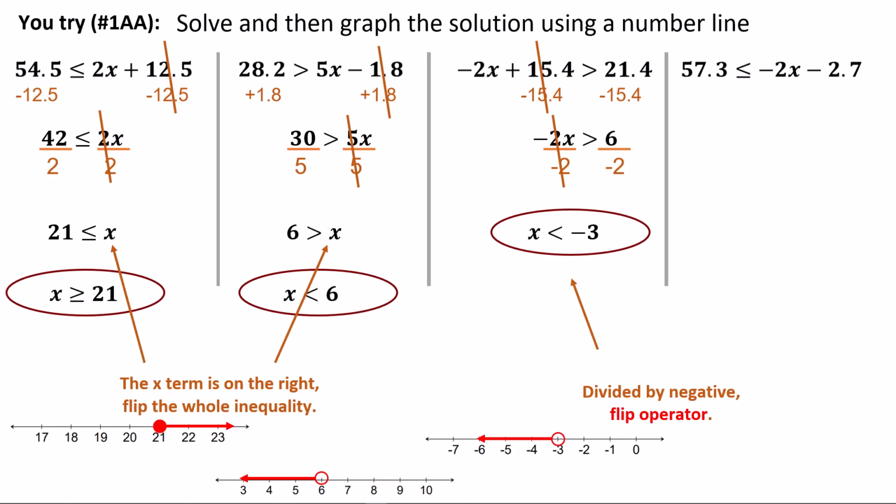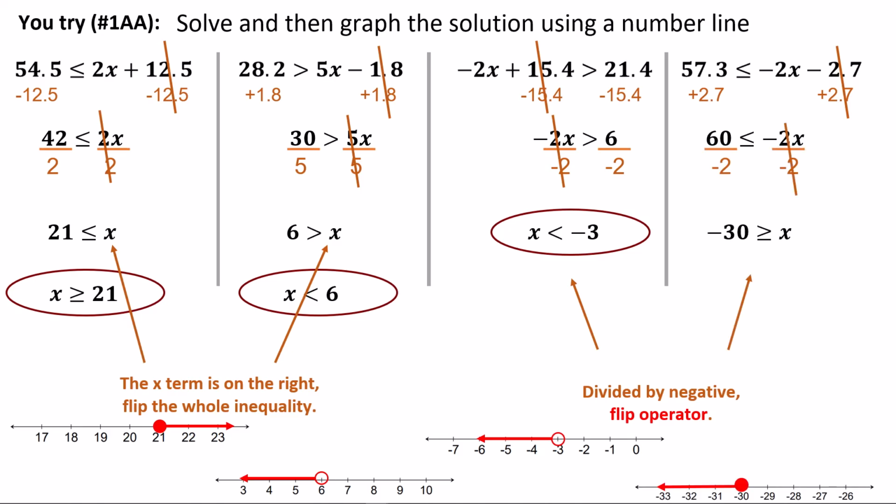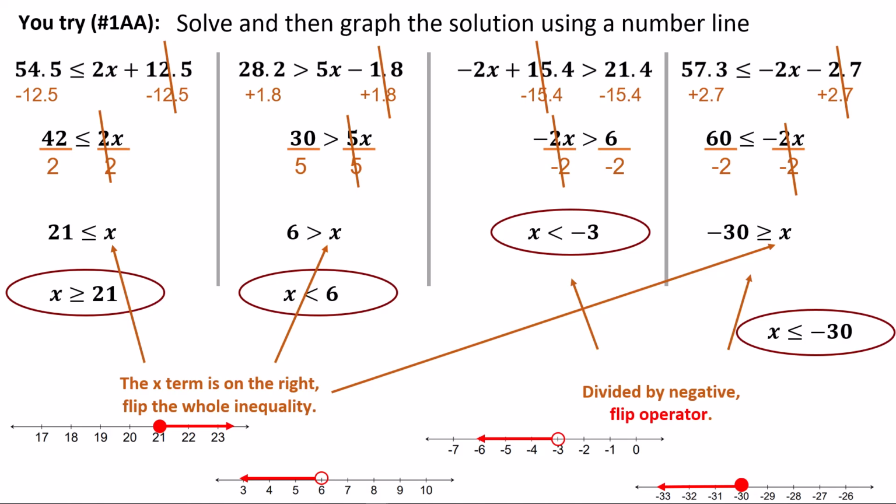For 57.3 less than or equal to negative 2x minus 2.7, add 2.7 to both sides. 60 less than or equal to negative 2x is what we have left. Divide both sides by negative 2. Flip the operator because we divided by a negative. Negative 30 greater than or equal to x. Flip the entire inequality because x is on the right, and so our answer is x is less than or equal to negative 30. Closed circle on the number line, arrow to the left.